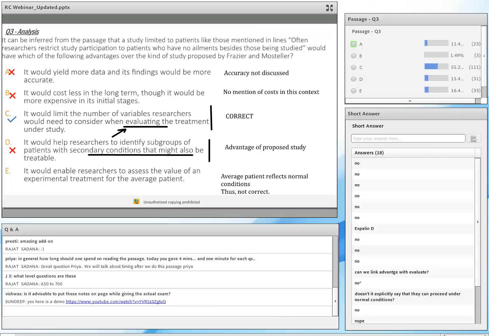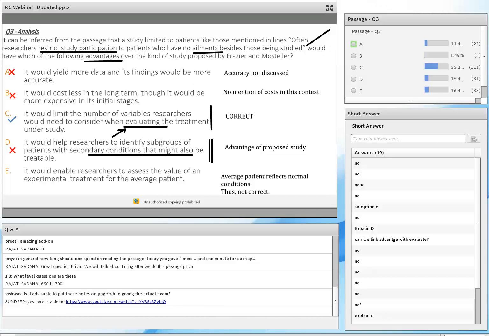Explain D, it would help identify. This is about the proposed study. This is not the current study. The question is about the current way of doing things. That's why D is actually opposite. The question would have the following advantages. If we restrict study participation to patients who have no other ailments, this is not the proposed way. This is the current way. Choice D refers to the proposed way.